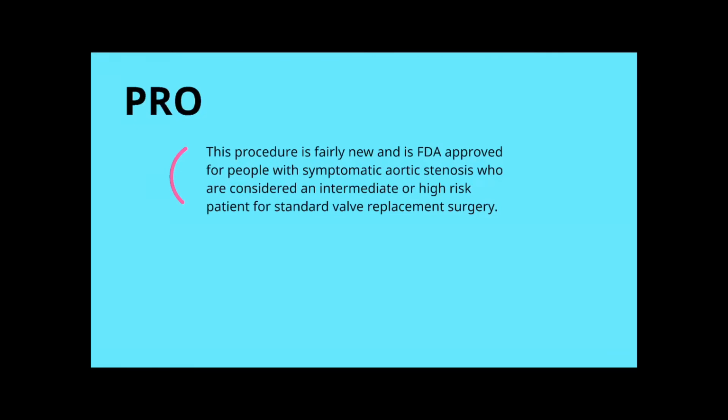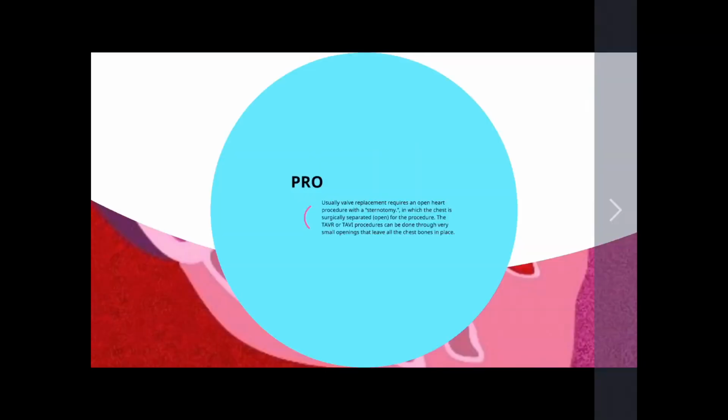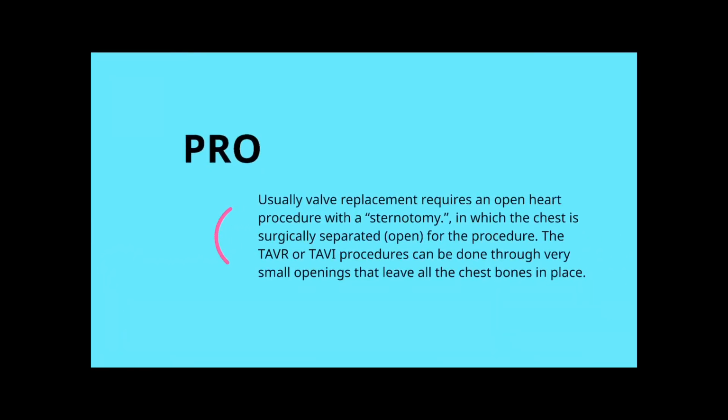Pro. This procedure is fairly new and is FDA approved for people with symptomatic aortic stenosis who are considered an intermediate or high risk patient for standard valve replacement surgery. Usually, valve replacement requires an open heart procedure with a sternotomy, in which the chest is surgically separated open for the procedure. The TAVR or TAV procedures can be done through very small openings that leave all the chest bones in place.